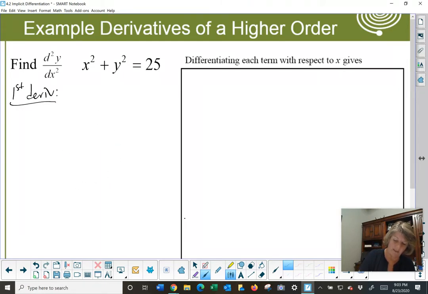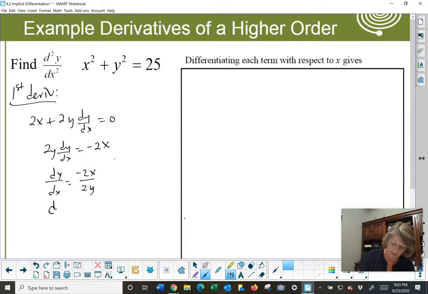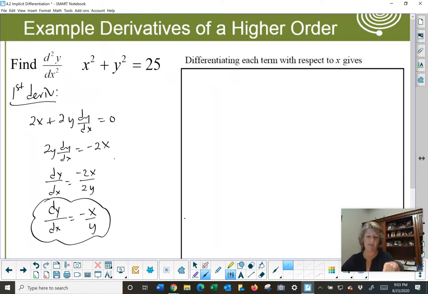And that's going to be 2x plus 2y dy/dx equaling 0. Solve for dy/dx, and I'd end up with 2y dy/dx equals negative 2x, so dy/dx equals negative 2x divided by 2y. So I get dy/dx equals negative x over y. All right, I'm just going to highlight that answer because now I need to pick up from there to go forward into second derivative.